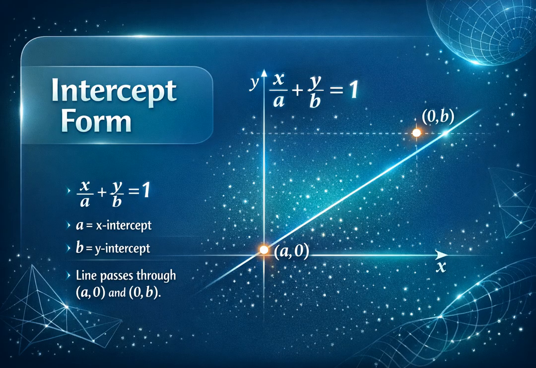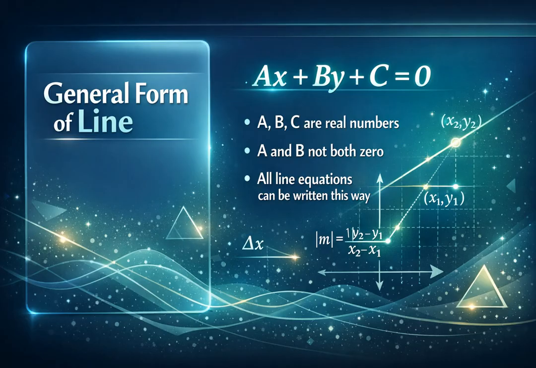The general form of a line equation is ax plus by plus c equals 0, where a, b, and c are real numbers, and a and b are not both 0. Every line equation can be written in this form. For example, 2x plus 3y minus 6 equals 0 represents a line. This form is useful for finding distances.